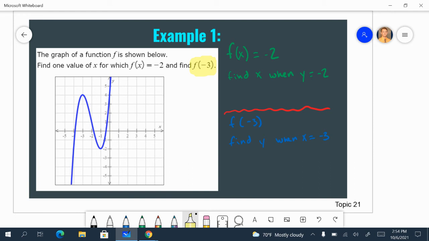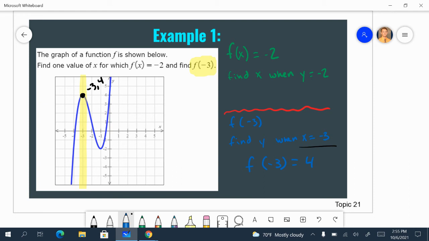So to do that, where is x at -3? It's going to be anywhere on this line. Where do we see it? You see it up here. That point is (-3, 4). So when x equals -3, I would write it as the function evaluated at -3 equals 4.